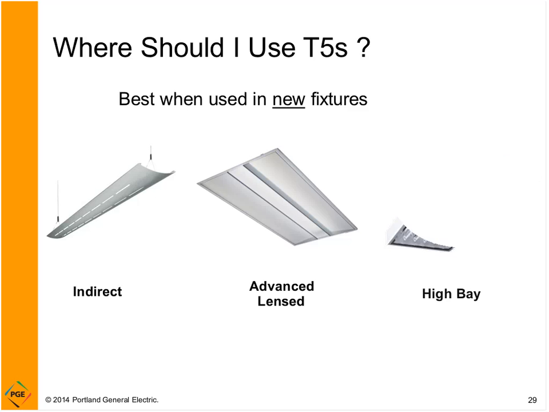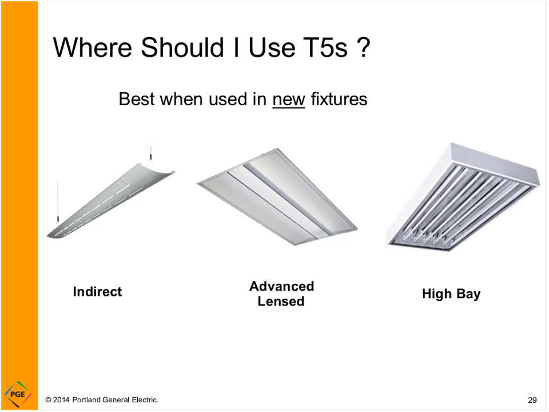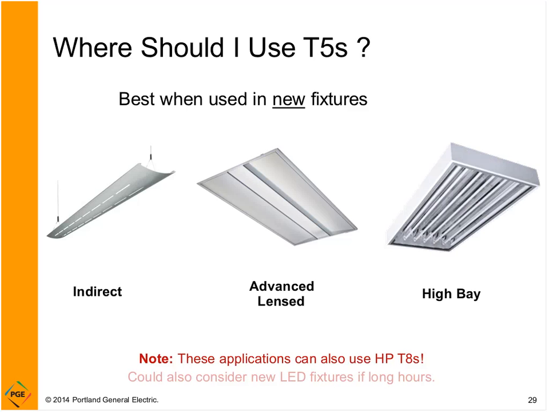And high bays work really well for T5 HOs. You can replace a 400 watt metal halide with either a 4-lamp T5 HO or a 6-lamp high performance T8 fixture that has high ballast factor ballast. Note that even though we're talking about T5s, T8s usually work just as well and often better than T5s and T5 HOs in these applications. And you could also consider new LED fixtures if you have long hours of operation.